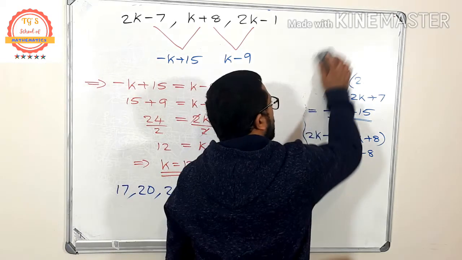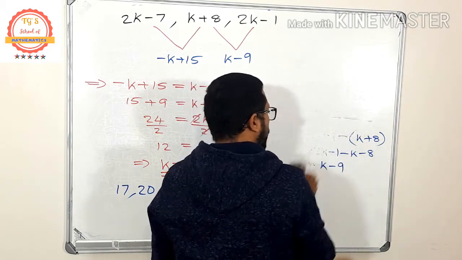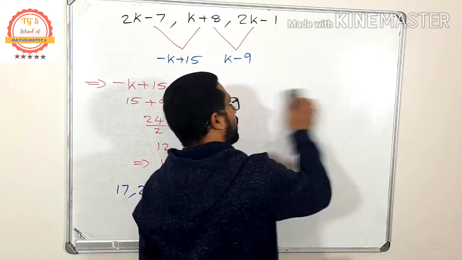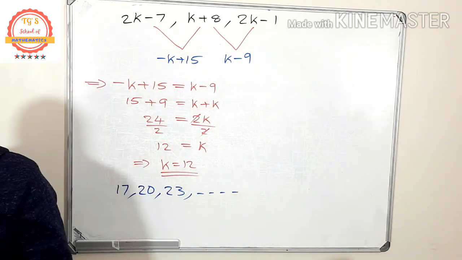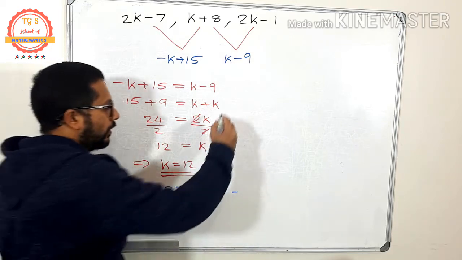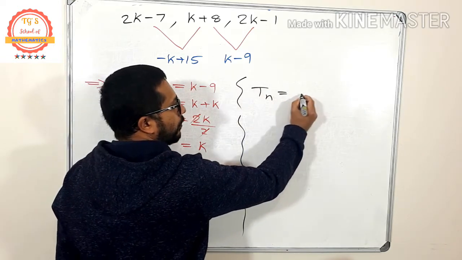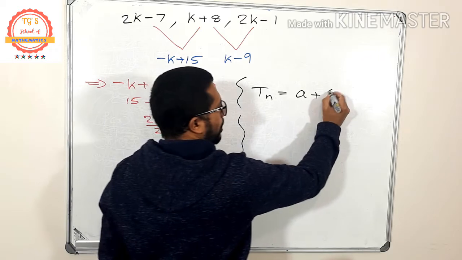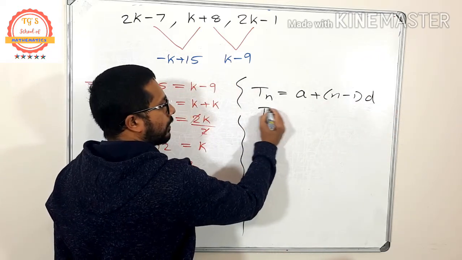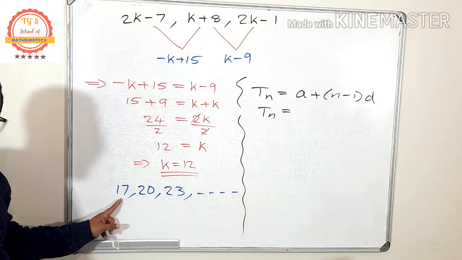You know that this is an arithmetic sequence. In an arithmetic sequence, how can you find the nth term, Tn? There is a formula you studied. What is the formula to find the nth term of an arithmetic sequence? Tn is equal to a plus n minus 1 into d. What is this? a stands for the first term. So what is the first term here?